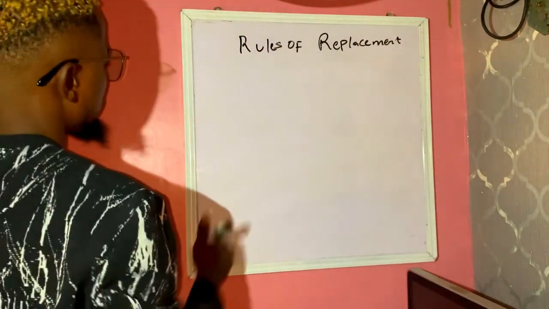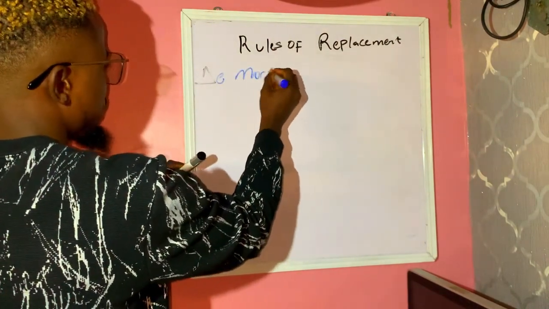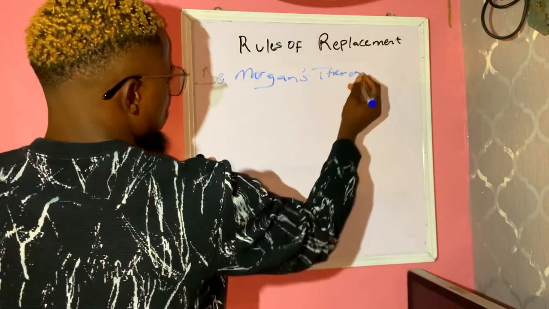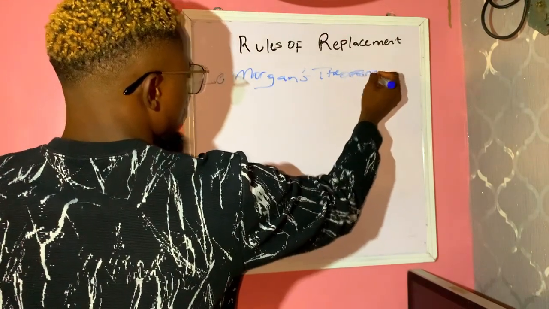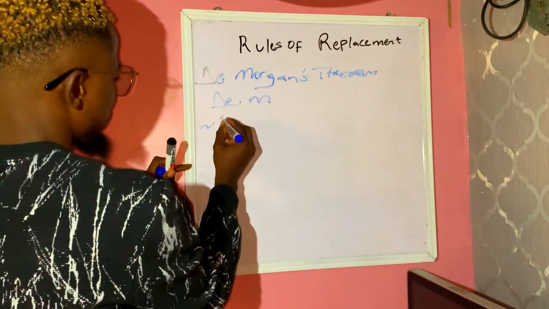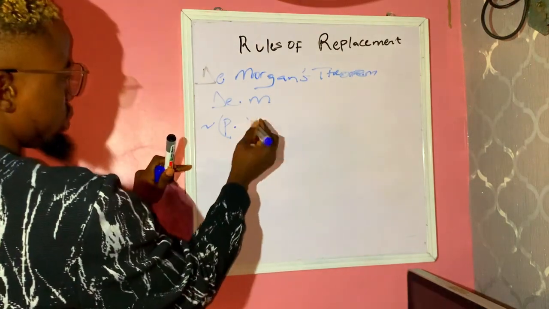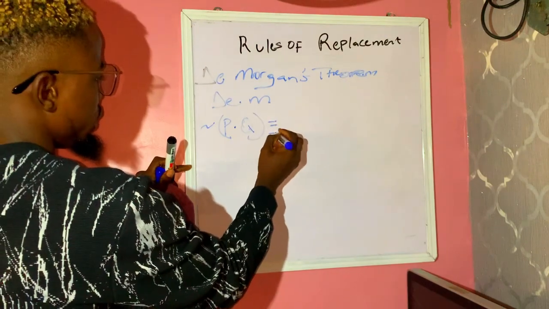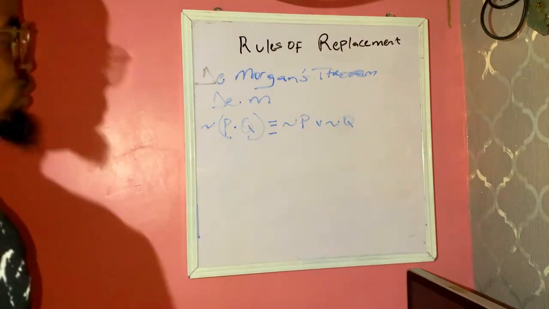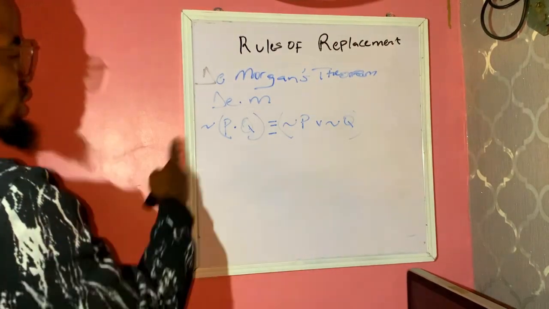The last one, De Morgan's theorem. It states that negation open bracket P and Q if and only if negation P or negation Q. De Morgan's theorem is the only rule of replacement that you can use in changing and to or.